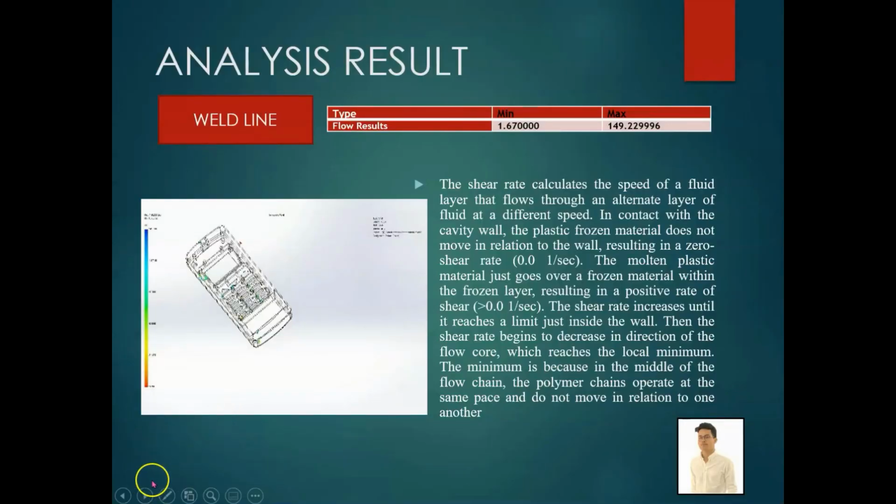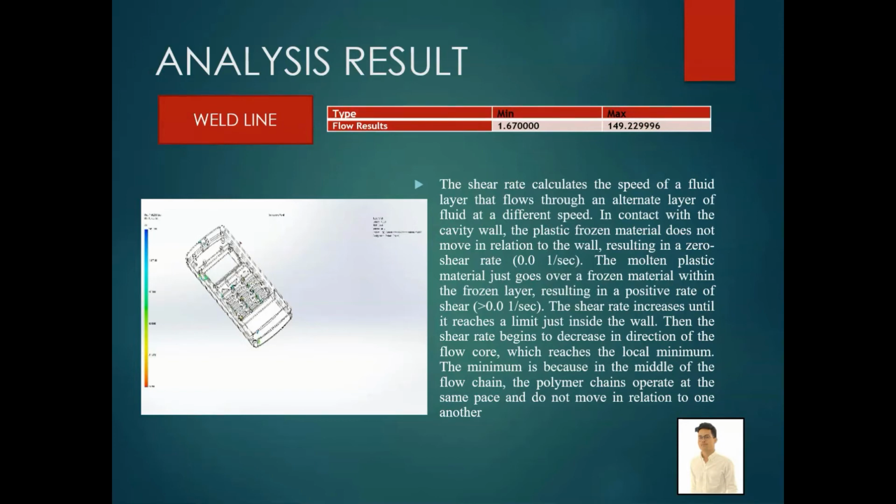Alright, so next is weld line. In the flow result, the minimum of the weld line is 1.6700 degrees and the maximum is 1.922996 degrees.